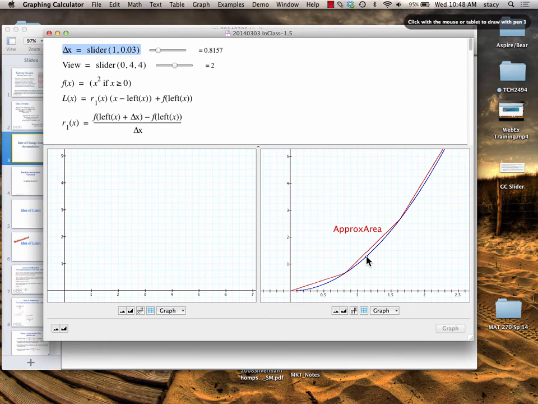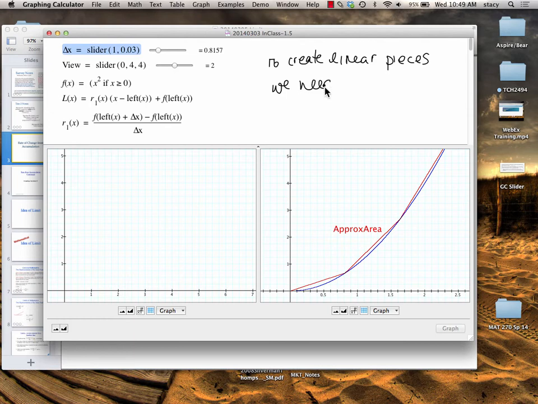So I heard point and the associated constant rate of change, right? So in order to create our linear pieces, we need the rate of change, right, for each interval. How do we get the rate of change for each interval?